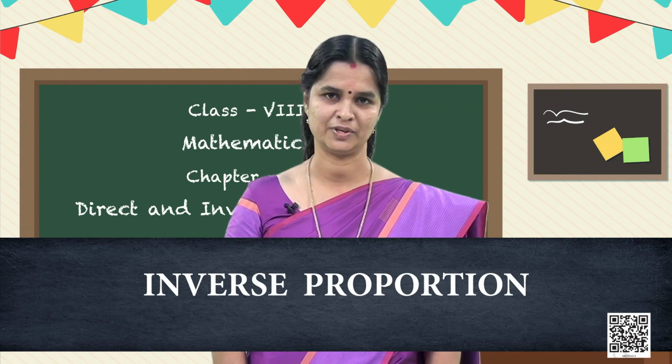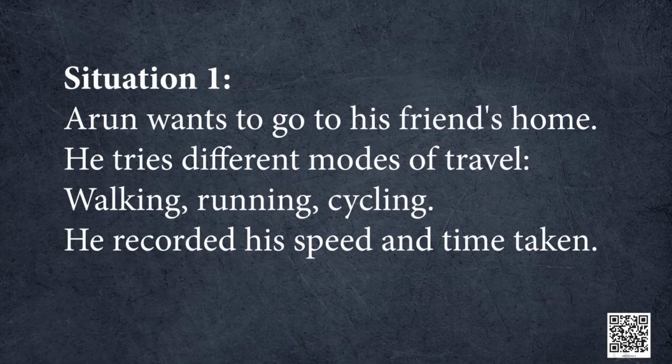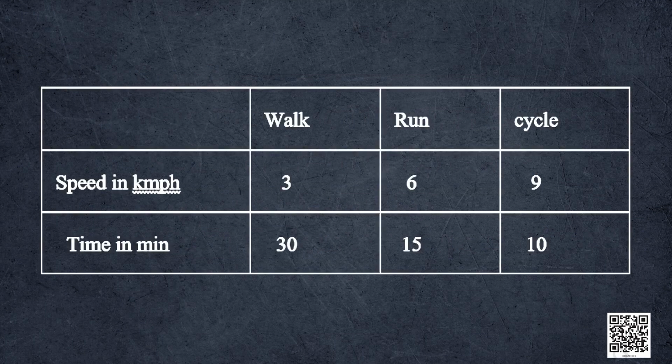Look at this situation given here. Arun wants to go to his friend's home. He tries different modes of travel: walking, running, cycling, and he records his speed and the time taken. The observations are given in the tabular column.